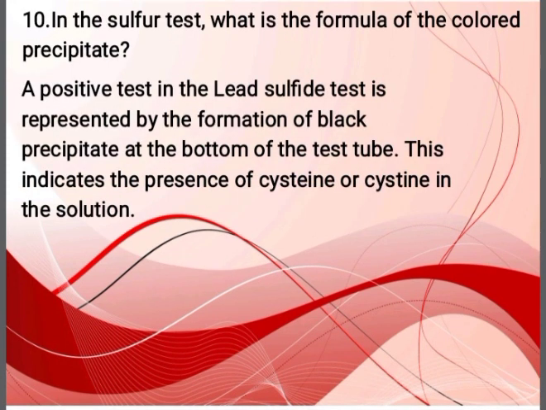For the last question, which is number 10, in the sulfur test, what is the formula of the colored precipitate? So, a positive test in the lead sulfide test is represented by the formation of a black precipitate at the bottom of the test tube. This indicates the presence of cystine or cysteine in the solution.